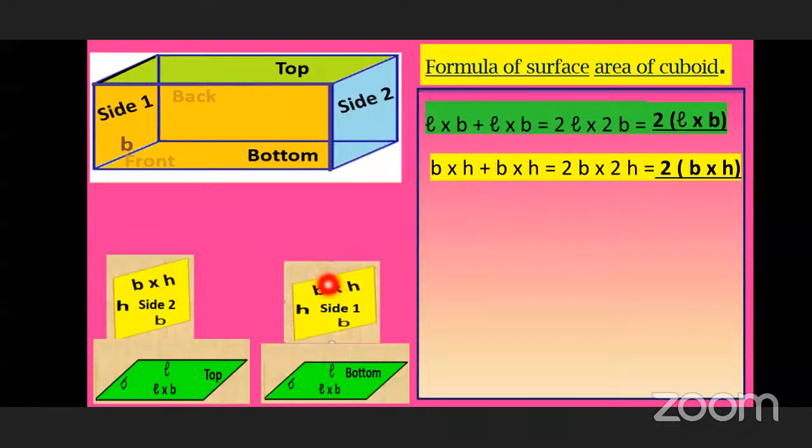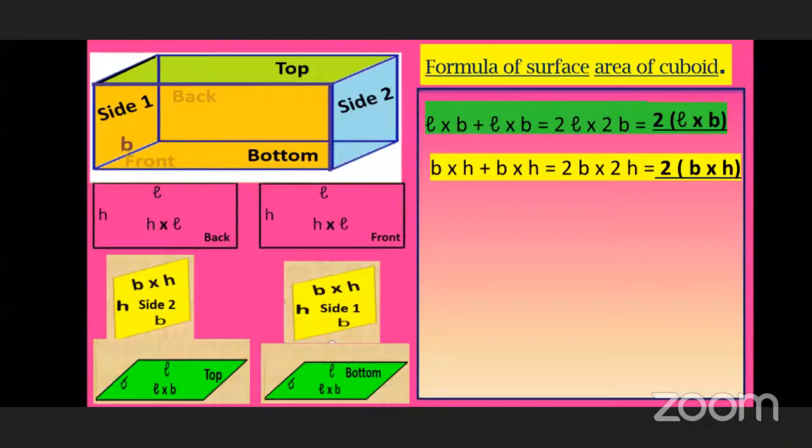Now what is remaining? Back and front. Yes, very good. We have covered the top portion, the bottom, and side 1 and side 2. Now back and front is remaining. So this is the front part and this is the back portion. What are the dimensions of it? The dimensions are length and height. Let us see the back face and front face. It has height and length.